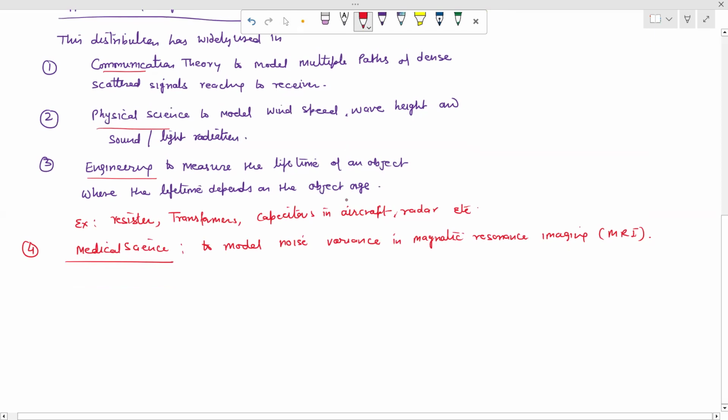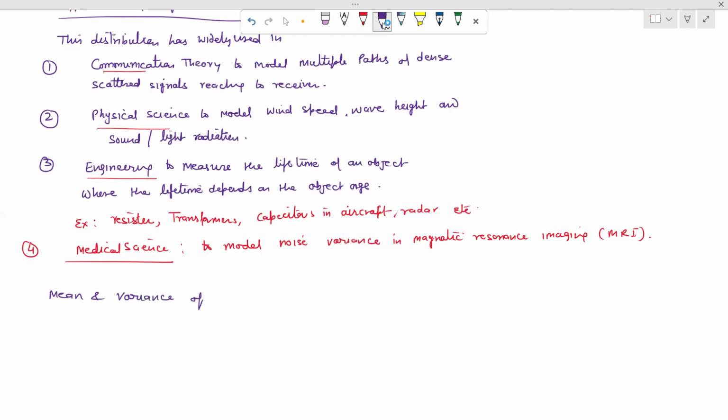So now, after writing the applications, we move to the mean and variance. So we calculate the mean and variance of Rayleigh distribution.